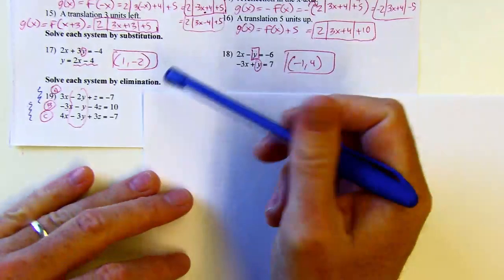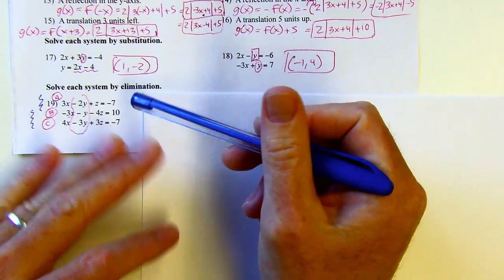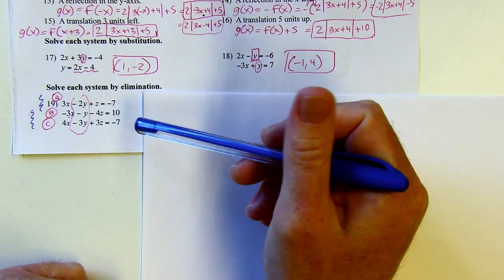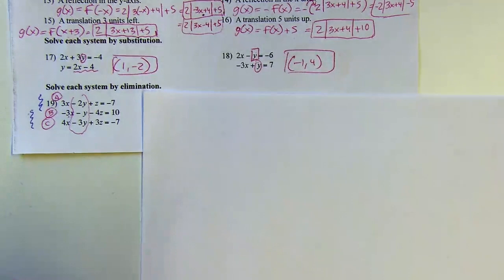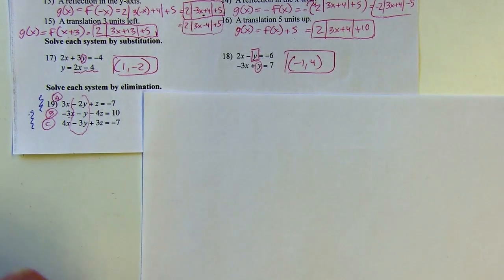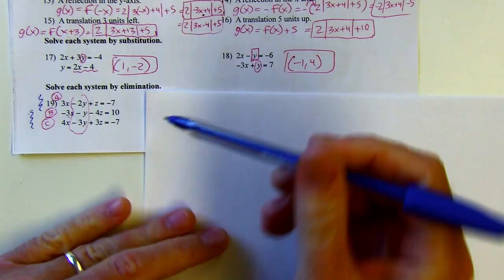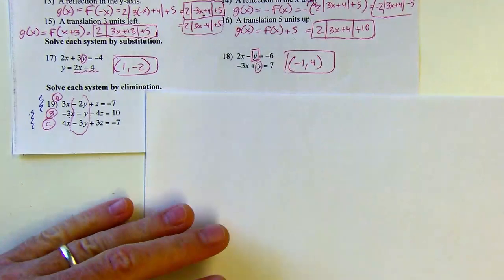There is a quick, nice way to do these with a graphing calculator. I have another video for that, which I'll put a link for in the description of the video. But I'm going to do this by hand, which is going to take a little while. So I'm going to do this by elimination, like the directions ask.